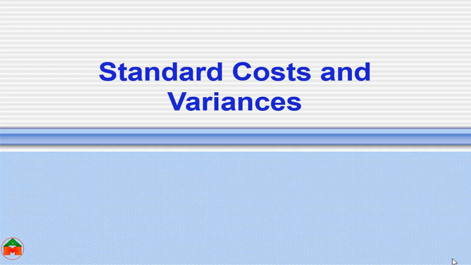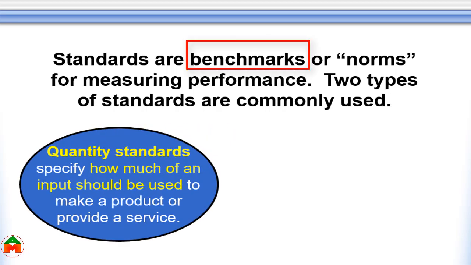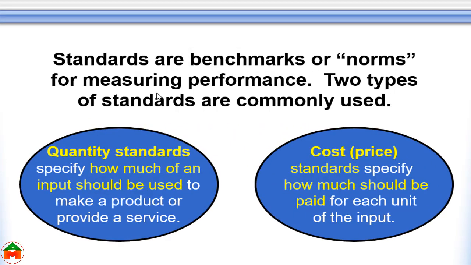Welcome to the tutorial on managerial accounting. Today the chapter is standard cost and variances. Standards are benchmarks or norms for measuring performance. That means if we want to measure performance, we have to determine a benchmark or standard.